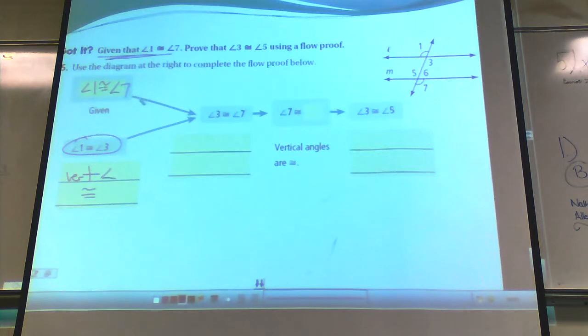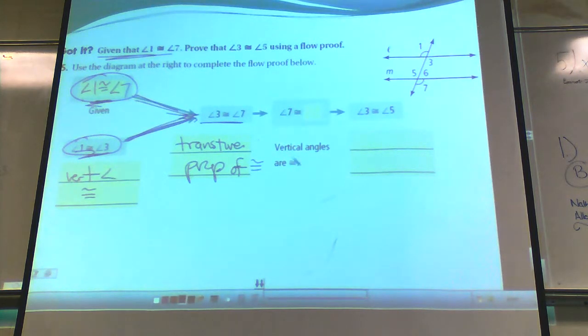Since it's a flow proof, there's always going to be a part where they say take these two statements, put them together and create a new one. If you look at this, do you remember the property where I took two statements that look this way and put them together into a new one? That's transitive. And this is the property of congruency.